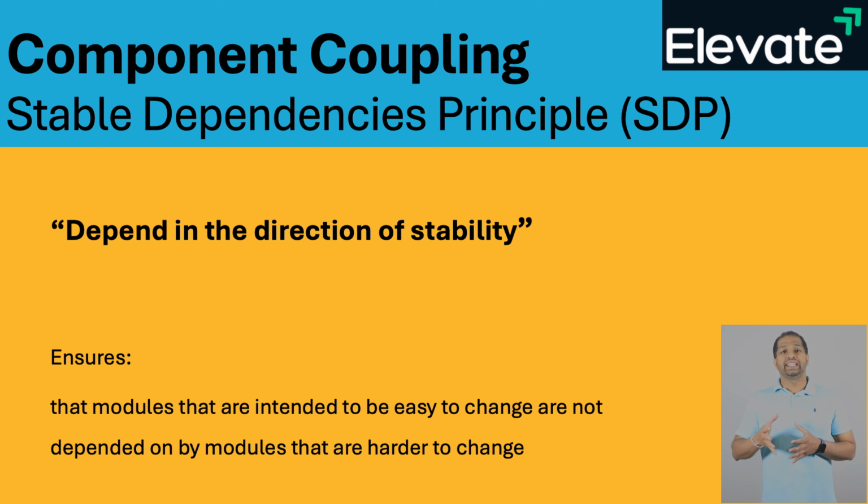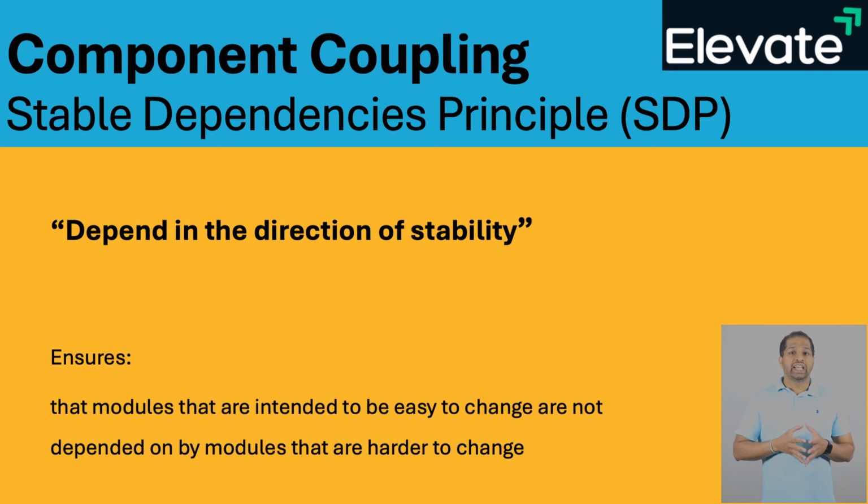Next principle in component coupling is the stable dependencies principle or SDP. It says depend in the direction of stability. In simple terms, what it says is more unstable components should depend on stable components and not the other way around. So this principle ensures that modules that are intended to be easy to change are not dependent on by modules that are harder to change.